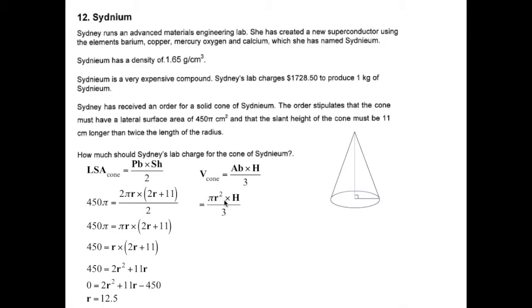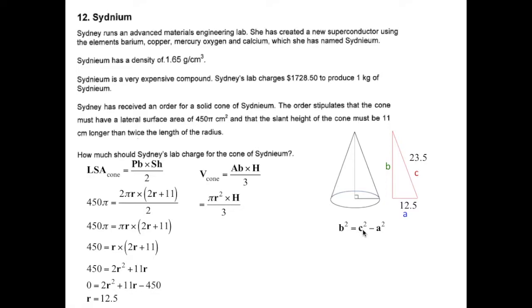We have pi r squared times the height divided by 3, but we don't have the height. Here's this triangle, just redrawn over here. So the radius is 12.5, and 12.5 plus 11 is the slant height, remember. So 12.5 plus 11 is 23.5. I'm going to use my Pythagorean theorem, and I'm going to call this side A, this other leg B, and the hypotenuse is always C.